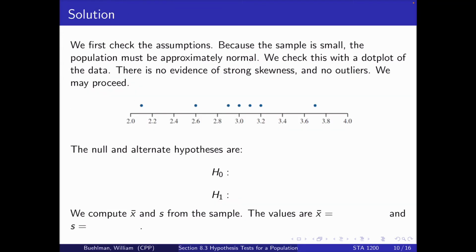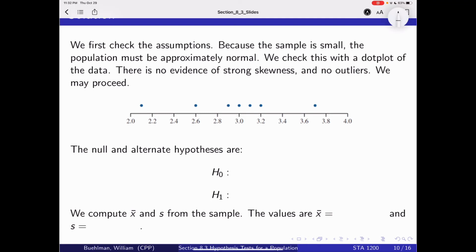Because the sample is small, the population must be approximately normal. To check this, we're going to make a dot plot of the data. If we look at the dot plot down here, the data seems pretty spread out, no big problems, no skewness, nothing is way too far away from anything else, so we don't see any outliers. So we can say it's reasonable to assume that this data is approximately normal and proceed.